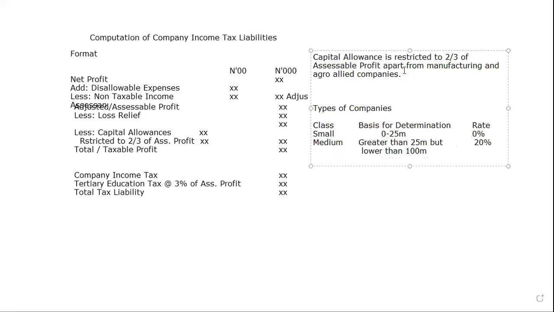Then the third type of company is large company. A company whose turnover is greater than 100 million is called a large company. And what's the rate? 30%. Is it clear to you, please? Yes, sir.